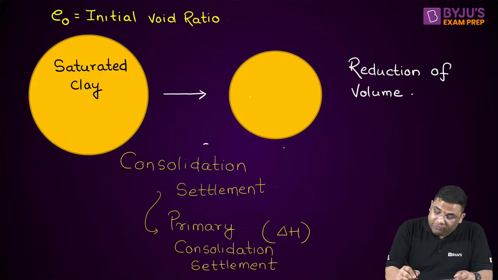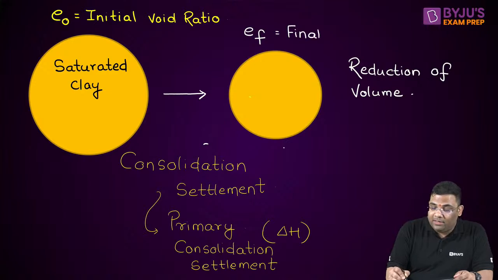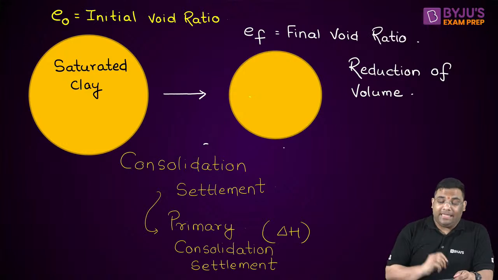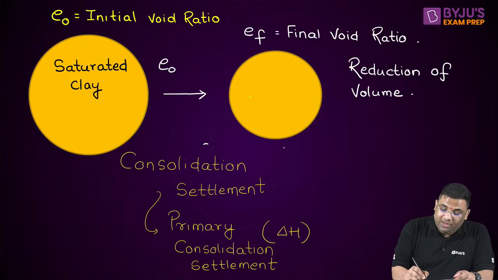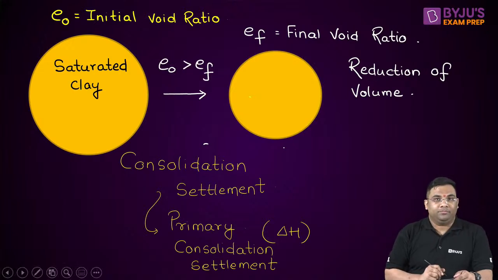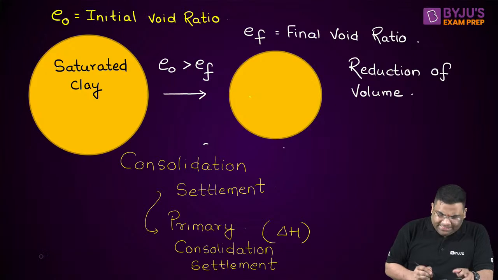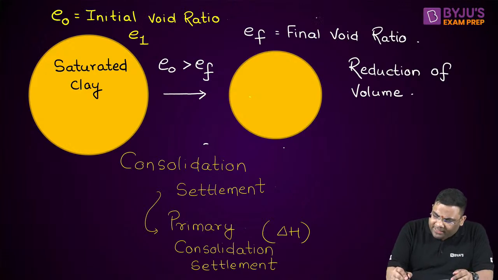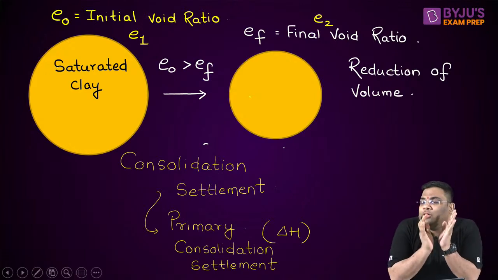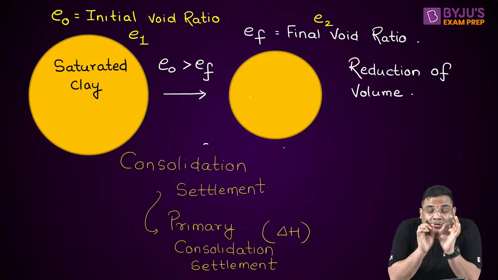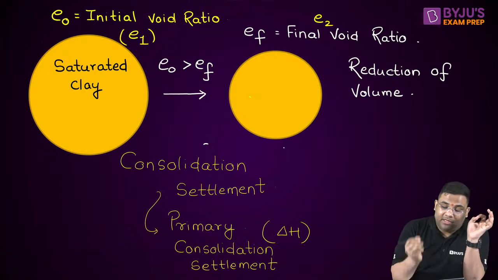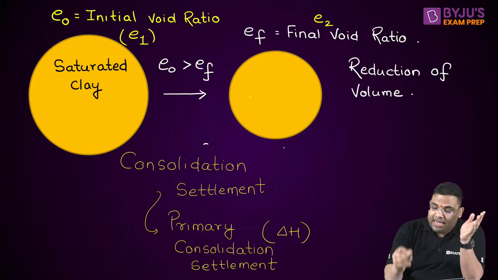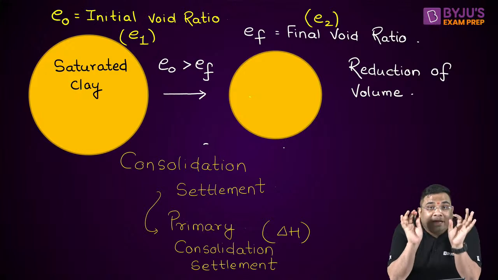Now, the final void ratio, suppose I am calling that EF. Obviously, since the volume has reduced, the initial void ratio will be more than the final void ratio. I can call the initial void ratio E0, or I can give the name E1, and the final one E2. That varies from book to book, so we'll not go into the exact terminology. Some books write E0 for the initial void ratio, or we can write E1 and E2, or EF for the final void ratio.